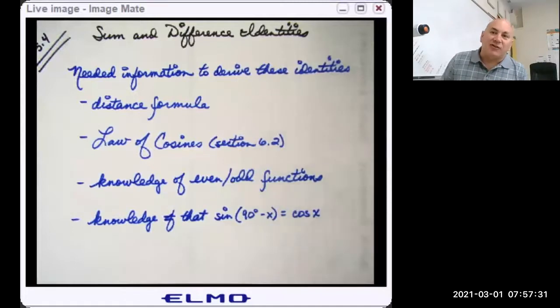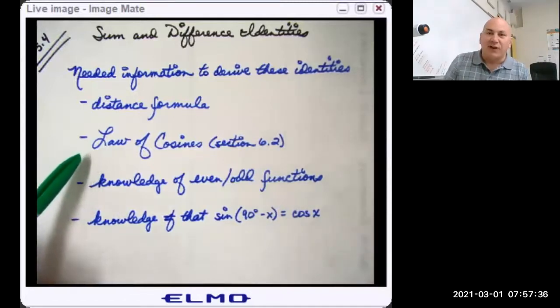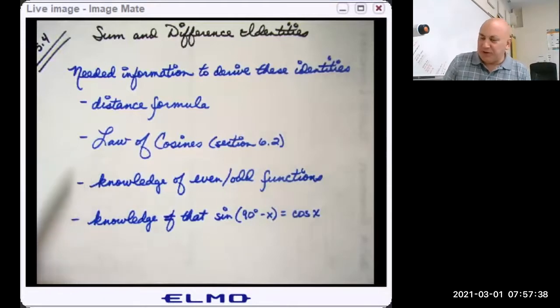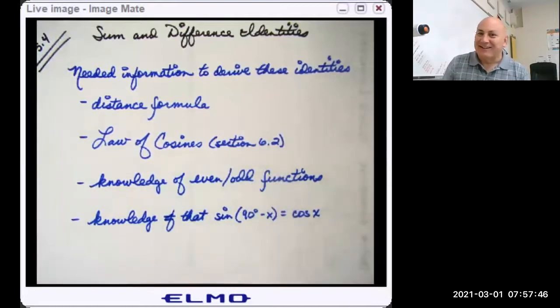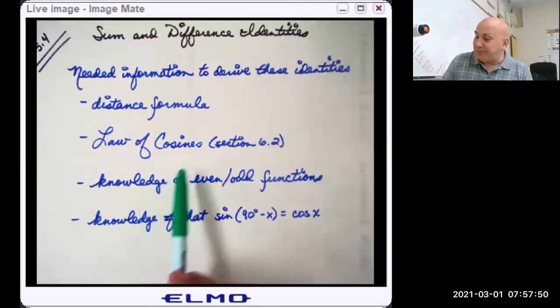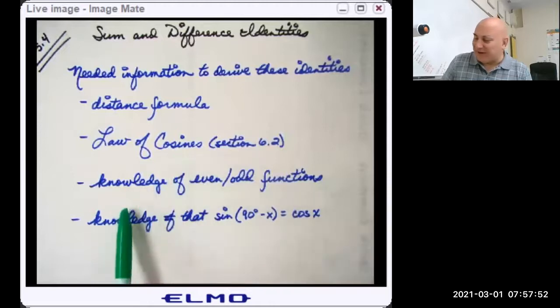Well, we need the distance formula. You already know that. You don't know the law of cosines, because in the textbook that we're using as I make this video, we're in chapter 5. We don't get the law of cosines till chapter 6. Alrighty, so we'll have to use that for now.